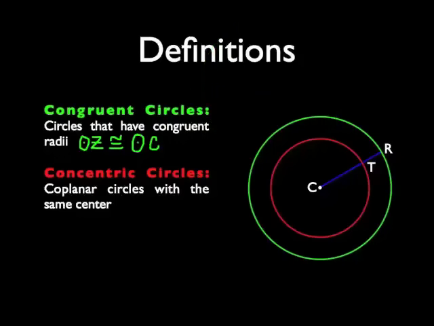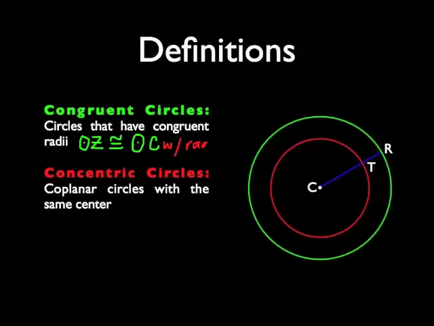We also have what are called concentric circles. These are circles with the same center. Interestingly enough, because they have the same center, they basically have the same name. So to differentiate between them, we have to use their radius as well.